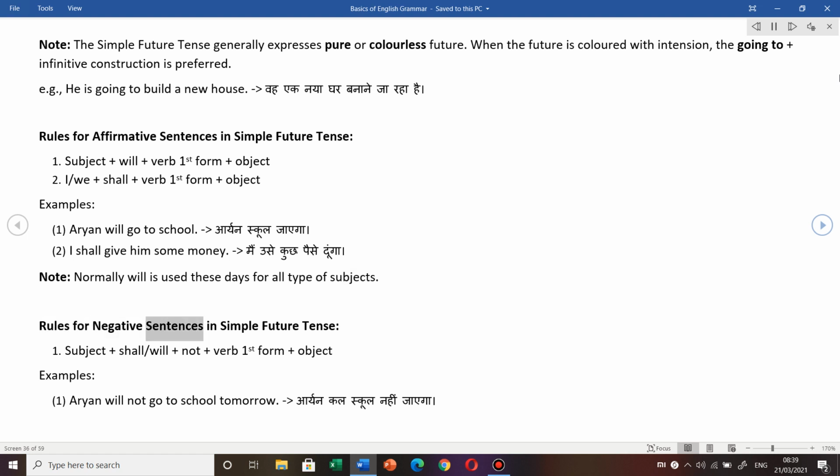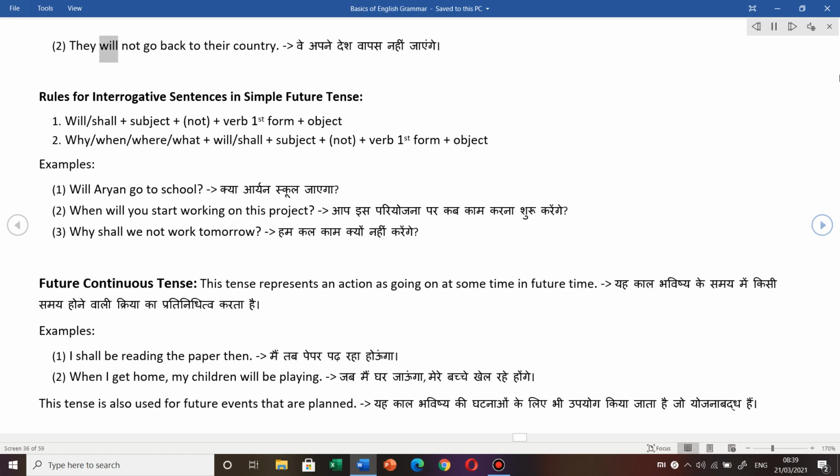Rules for negative sentences in simple future tense. Subject plus shall/will plus not plus verb first form plus object. Examples. Ian will not go to school tomorrow. They will not go back to their country.